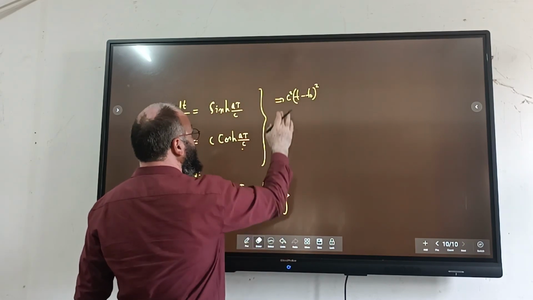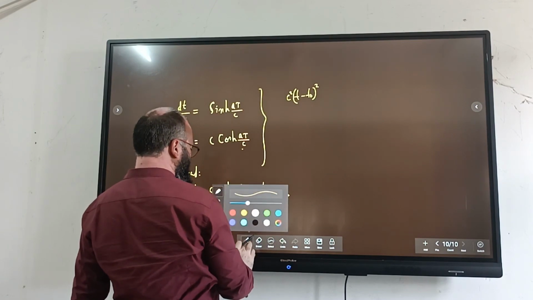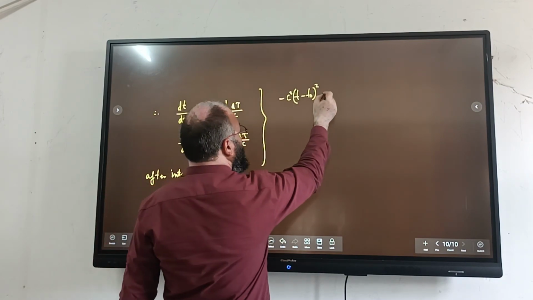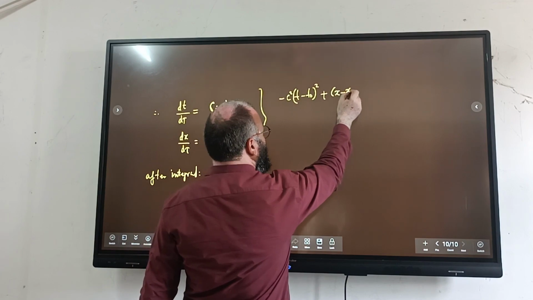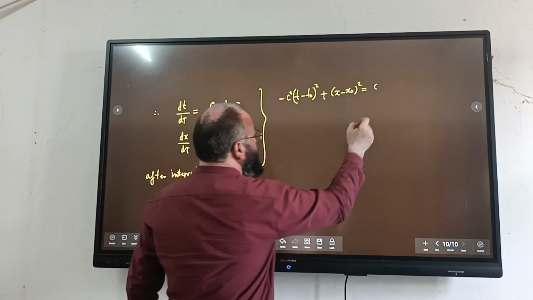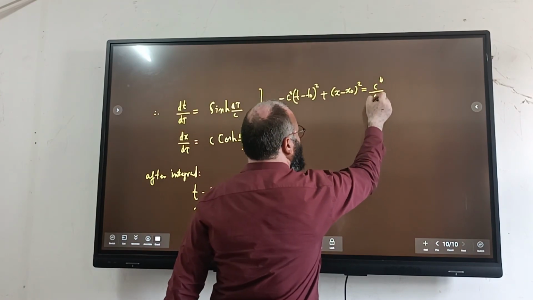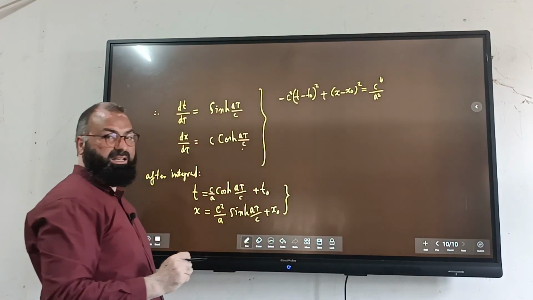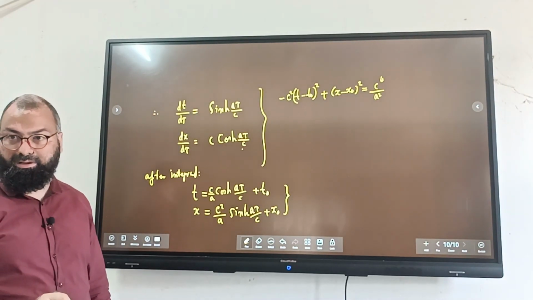With the minus sign, let me put here. So it's minus c square like this thing, let's take x minus x naught square. So if I am taking square, it will be simply c raised to 4 divided by a square. What is this equation? It's an equation of a hyperbola.